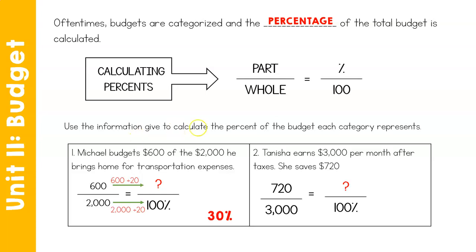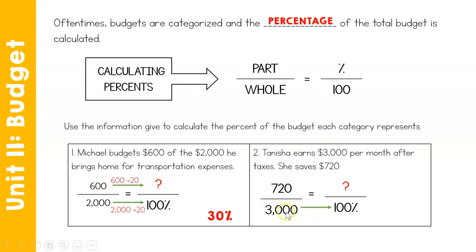All right, so example number 2. Tanisha earns $3,000 per month after taxes. She saves $720 per month. So this again wants us to calculate what percentage is $720 of the $3,000. So we set up our proportion the same way. It gives us our total monthly income, which is $3,000, and then it gives us the part, which is $720, and we are solving for the percent.